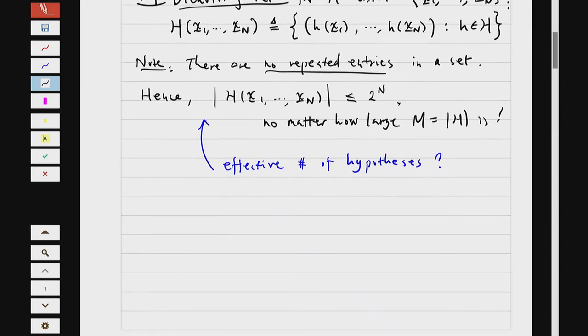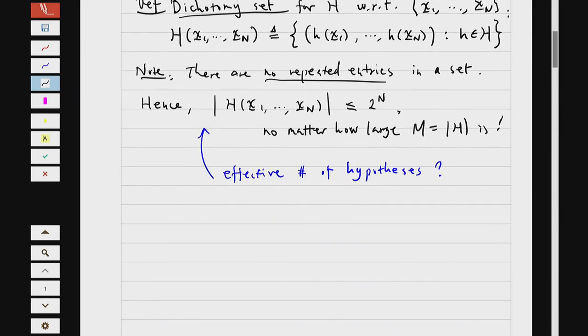But before we go there, let's study this number, this size of the dichotomy set, a little bit more closely. So we're going to write a new definition called shattering that we are not going to use. It's a very useful definition for general machine learning analysis, but not very useful for our course. I just want to introduce this term, but we don't use it too much. But it's a key definition.